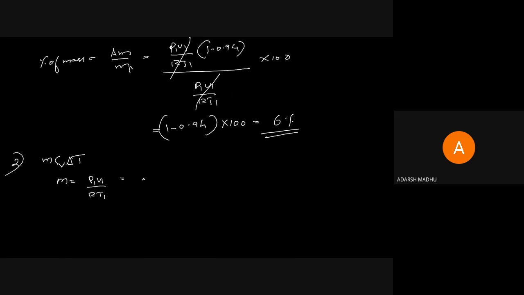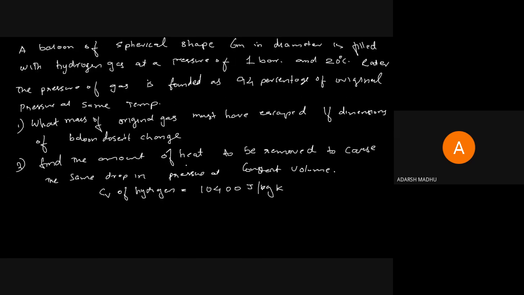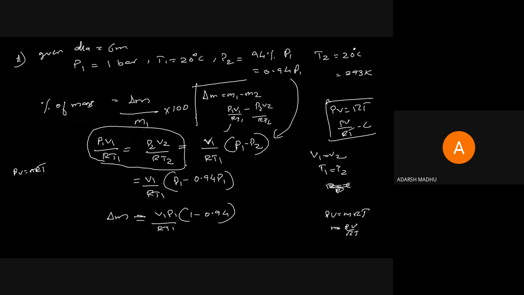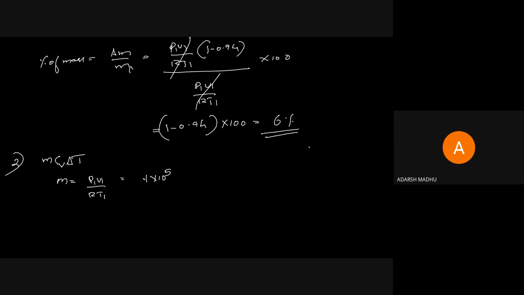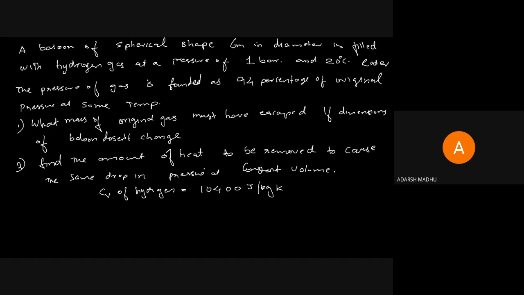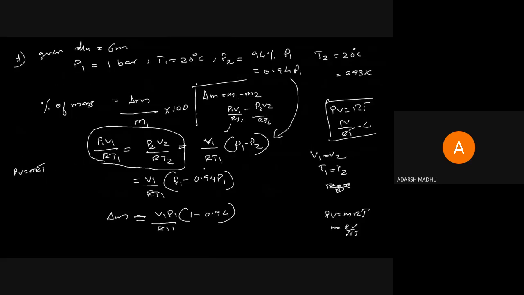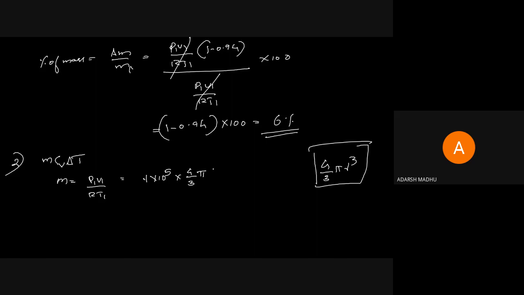P1 V1 by R T1. P1 is given as 1 into 10⁵. V1, volume 1, is not given, but volume can be found. It is a sphere. The balloon is said to be spherical in shape. So the volume of a sphere is 4/3 pi r cube. What is the radius r? The given diameter is 6 meter, so radius is 3 meter.